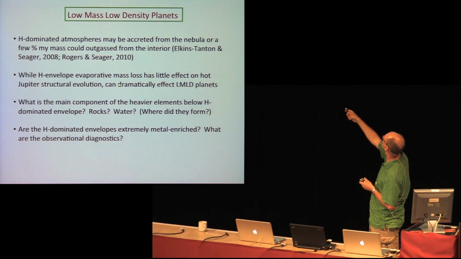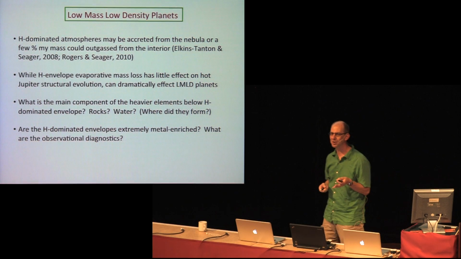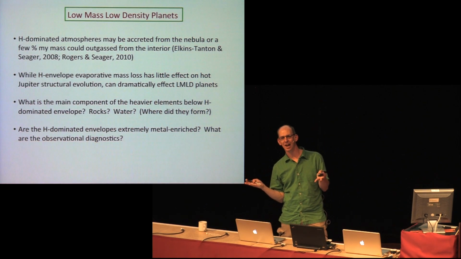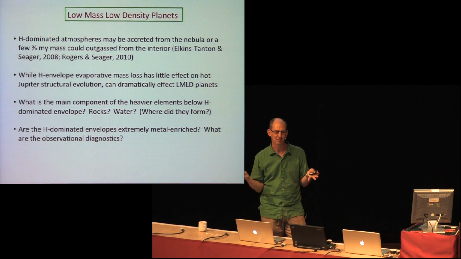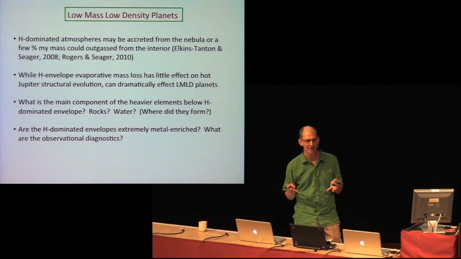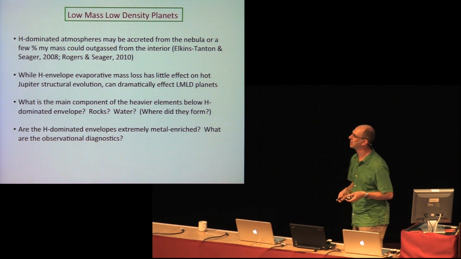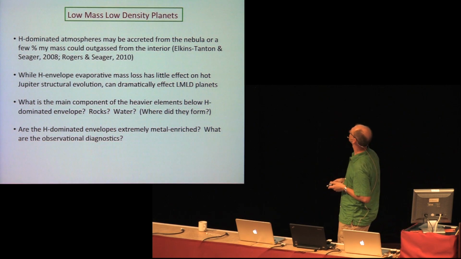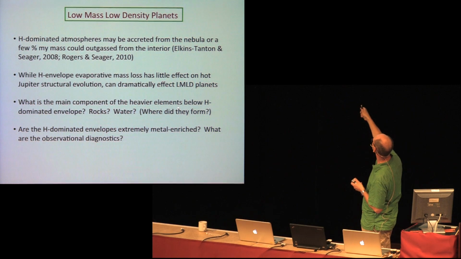Also, these hydrogen envelopes can evaporate over time. We know that hot Jupiters slowly evaporate over time, but if you're made of 300 Earth masses of hydrogen, the planet doesn't really care. But if you only have a half of an Earth mass of hydrogen, the planet cares if it loses that. You could actually transform the kind of planet you are by losing just a small amount of hydrogen. We also don't really know for these sub-Neptunes what the main component is of the heavier elements.